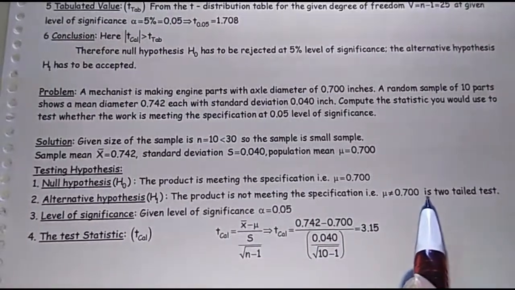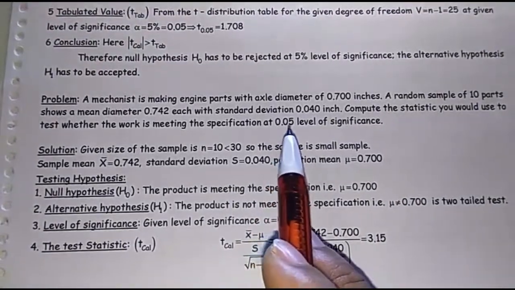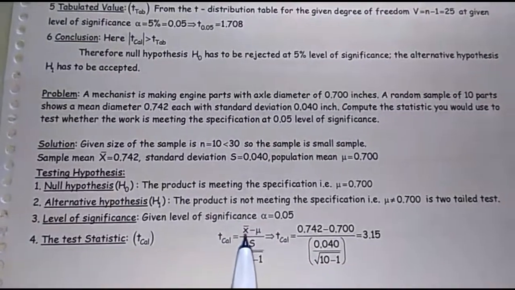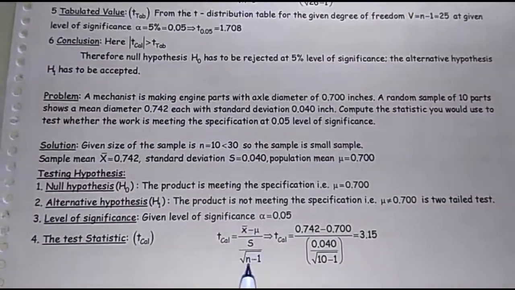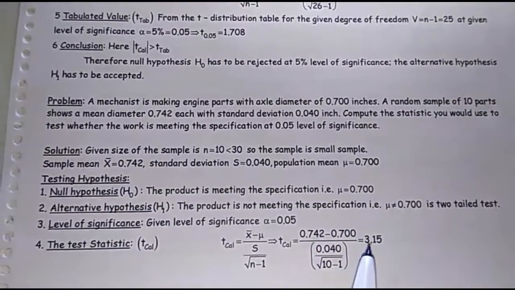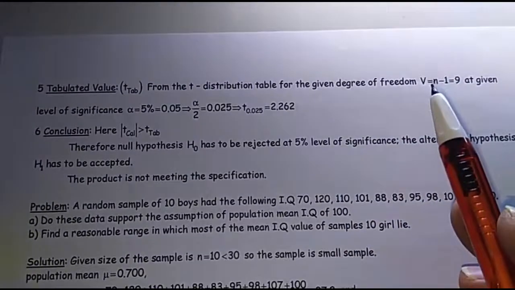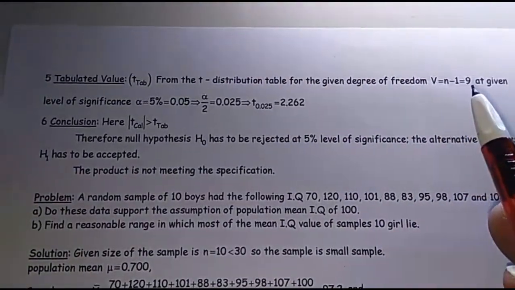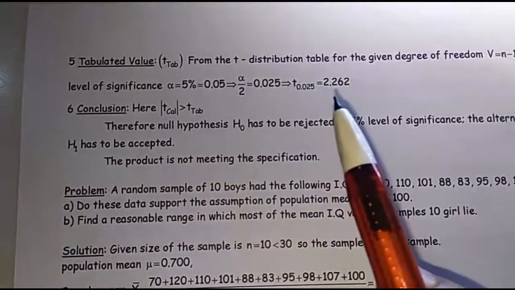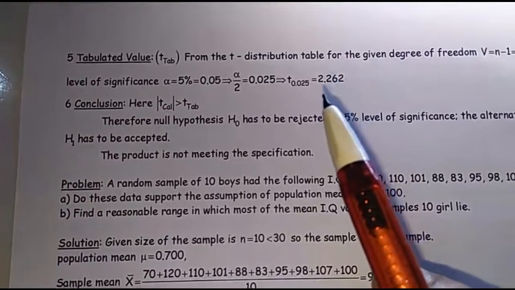So clearly it is a two-tailed test. Now level of significance is clearly given as 0.05, that is 5%. Now test statistic is Tcal equals x bar minus mu divided by s divided by root n minus 1. Just by substituting the corresponding values, we get 3.15. From the T distribution table, here the degree of freedom v is n minus 1 equals 9. So T alpha by 2 equals 2.262. We get this from the T distribution table.